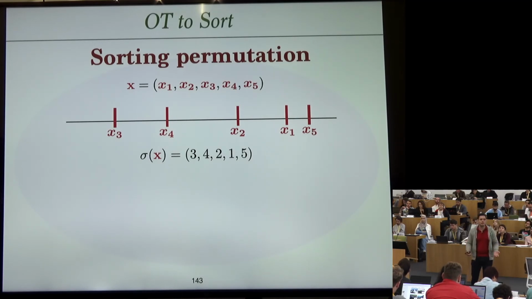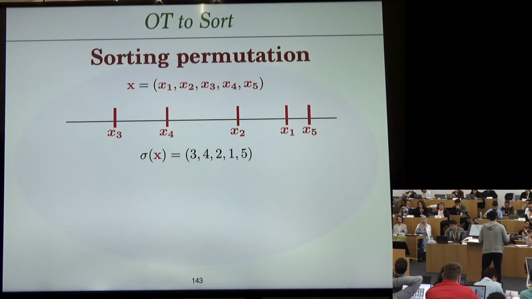So if you think about sorting, it's probably one of the very first algorithms that you were taught when you were in university or when you started programming. So what is the goal of sorting? The goal of sorting is, given a list of real numbers, to put them in an order such that they are increasing.